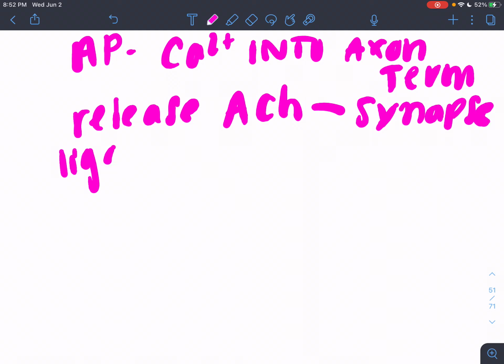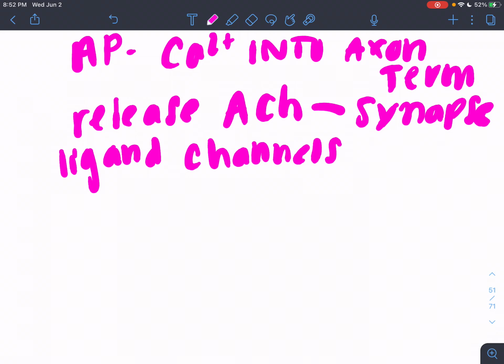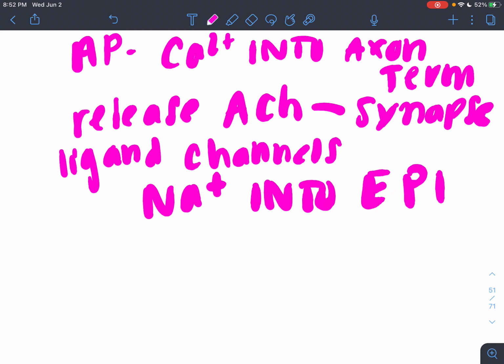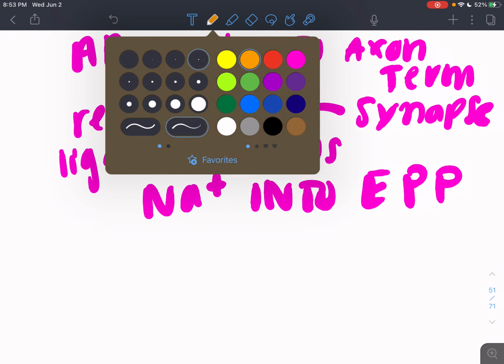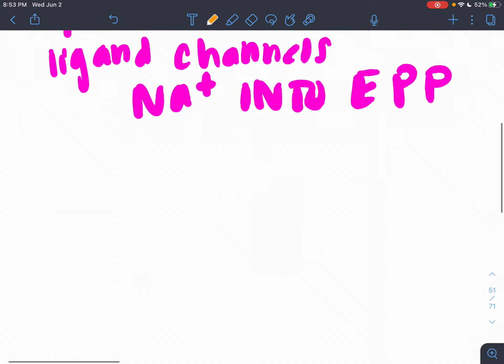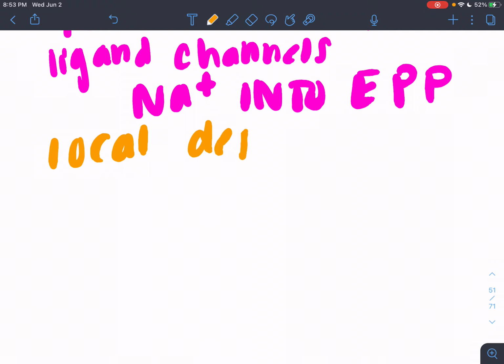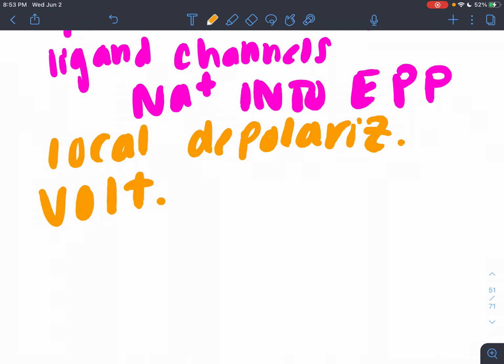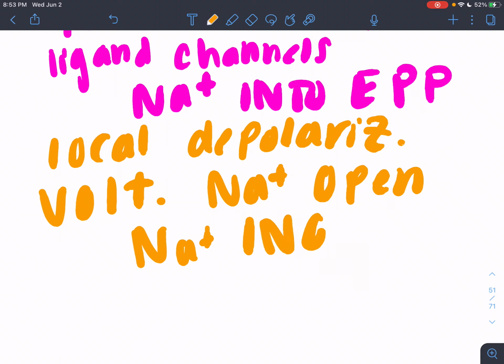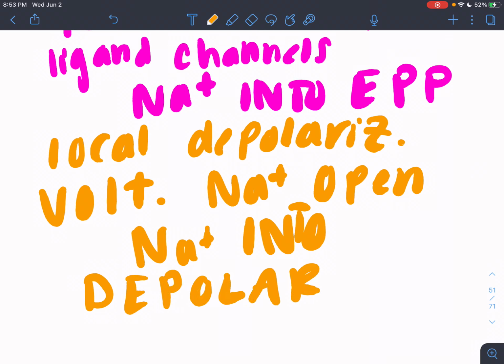That's going to attach to ligand or chemically gated channels on the muscle cell. It's going to allow sodium into the muscle, which is going to cause the end plate potential. After the end plate potential, that causes a local depolarization, which is going to activate voltage-gated sodium channels. Those are going to open. Sodium is going to go into the muscle cell, causing depolarization, which is going to propagate along.